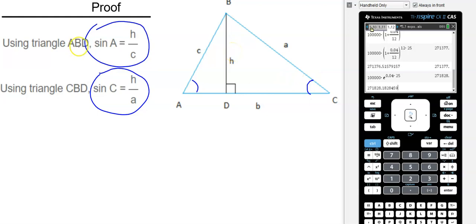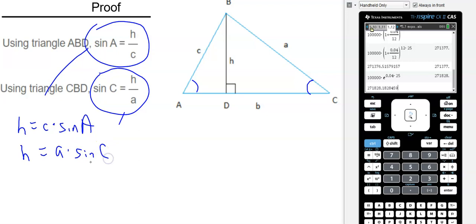And what I'm going to do is solve each one of these for H. So if I solve for H, this will be H equals C times sine of A. And the way I did that is I just multiplied both sides by C to get C out of the denominator. And with this one, I'm also going to solve that for H. So H equals, I'm going to multiply both sides by A, so A times sine of big C.